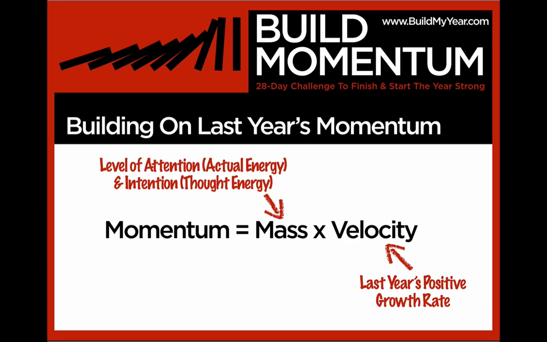The velocity is your last year's positive growth rate. So whatever you did last year, even if you stopped right now, there is momentum that will carry that and trickle into the upcoming year. And so that's where your velocity comes from. Now, if you had negative velocity last year, then it's actually going to take a higher degree of thought energy and actual energy for you to manifest what it is that you want this year. Right? And so this is the equation, and we want to apply this to our life and our goals.